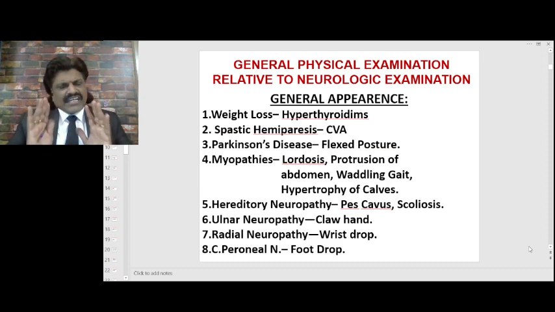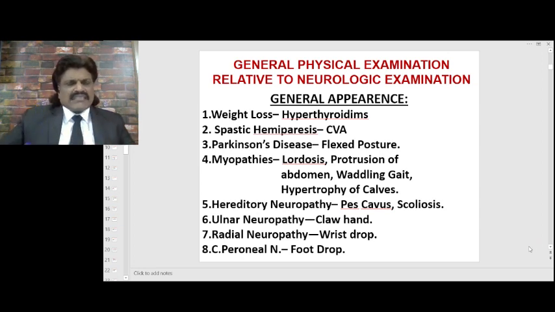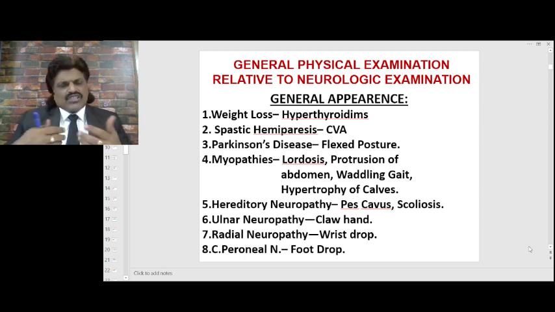Then we look at the general appearance. If there is weight loss, we think of hyperthyroidism. If a person has got spastic hemiparesis, that is flexion of the upper limb and the extension of the lower limb, because of the spasticity, we call that spastic hemiparesis. We see it in cerebrovascular accidents in stroke patients.